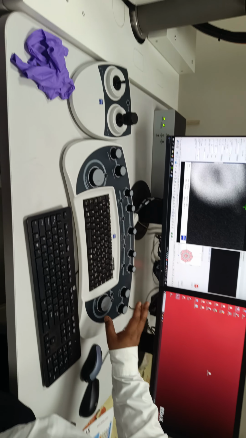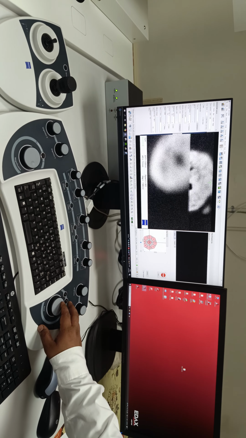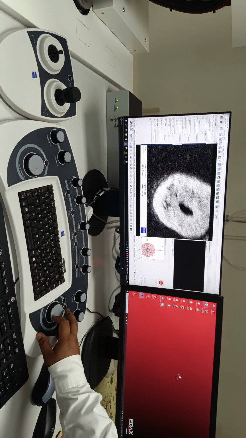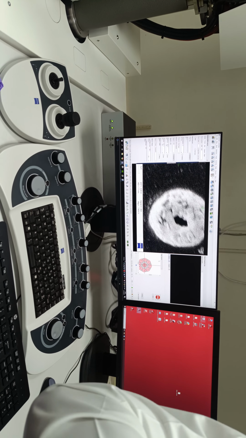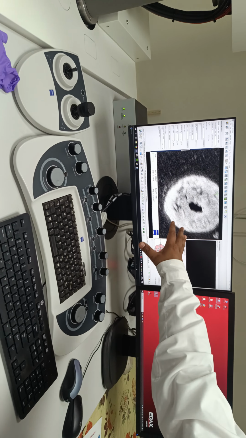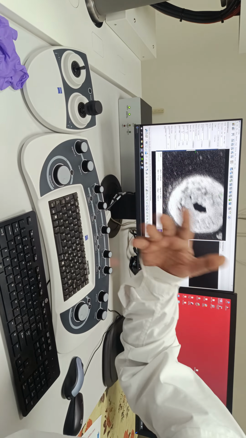First we will try to focus. Now you see these elongated features. They cannot be spherical because there is a lot of astigmatism error present in this image. Now I try to correct the astigmatism.